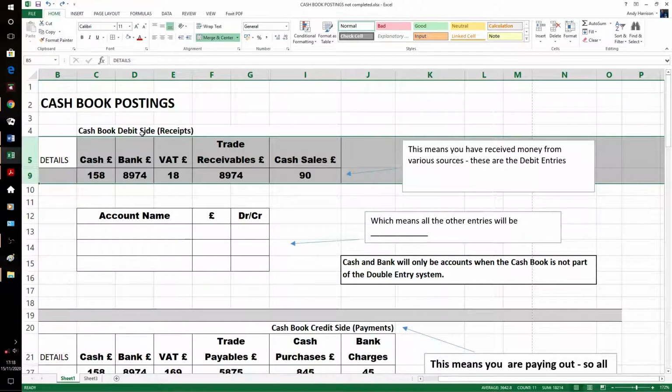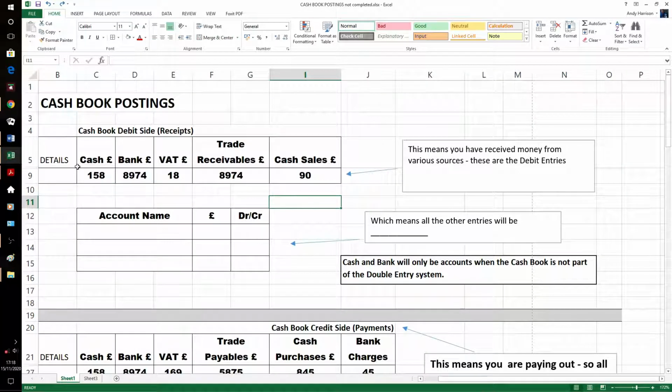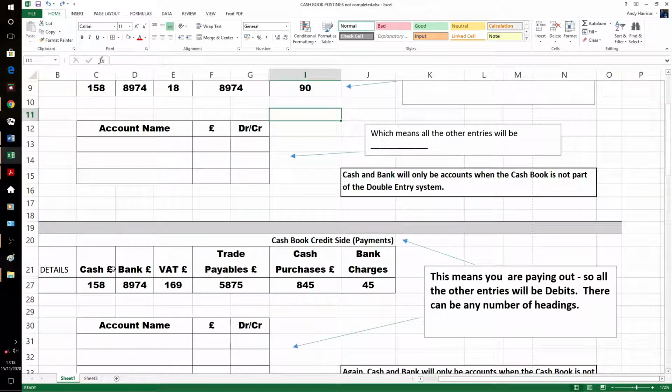So cashbook debit side will only be receipts. In this case, a variety of sources. We've got some VAT, a cash sale and credit customers. That's all we've actually got. The details column won't necessarily be visible. And the credit side is all our payments, whether it's cash or bank.